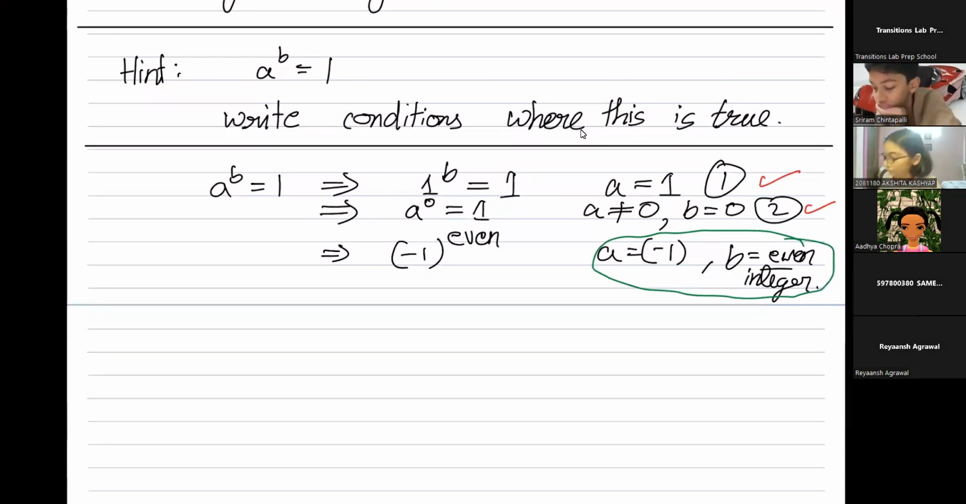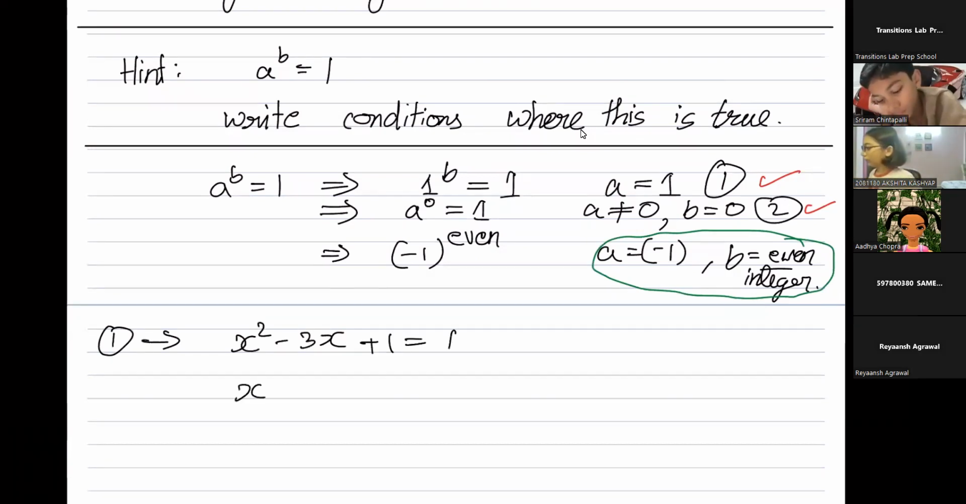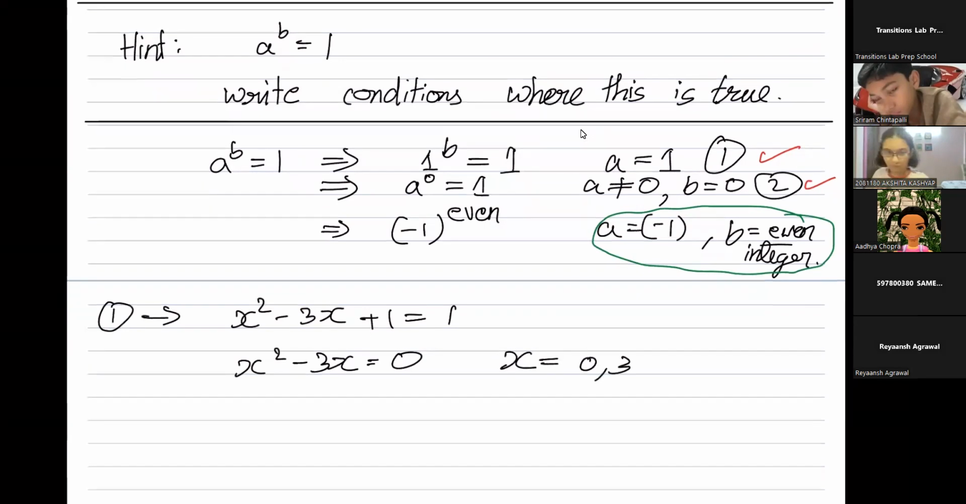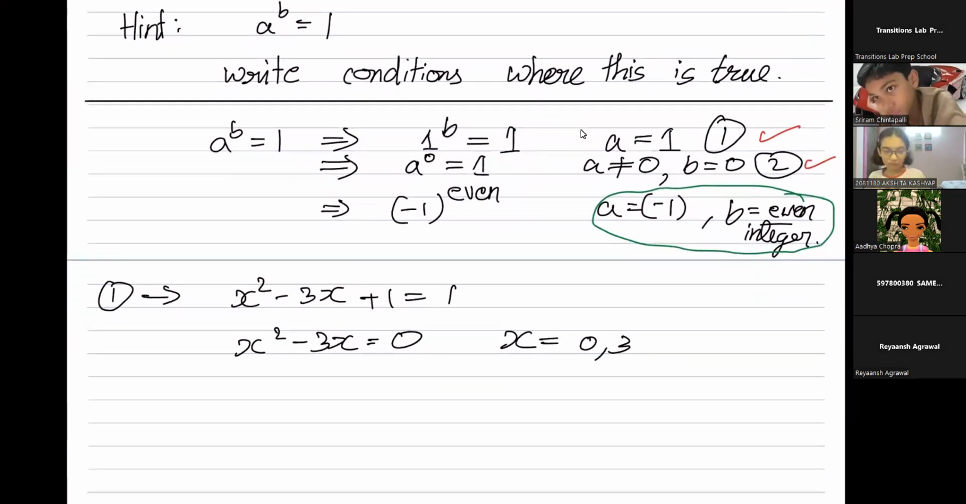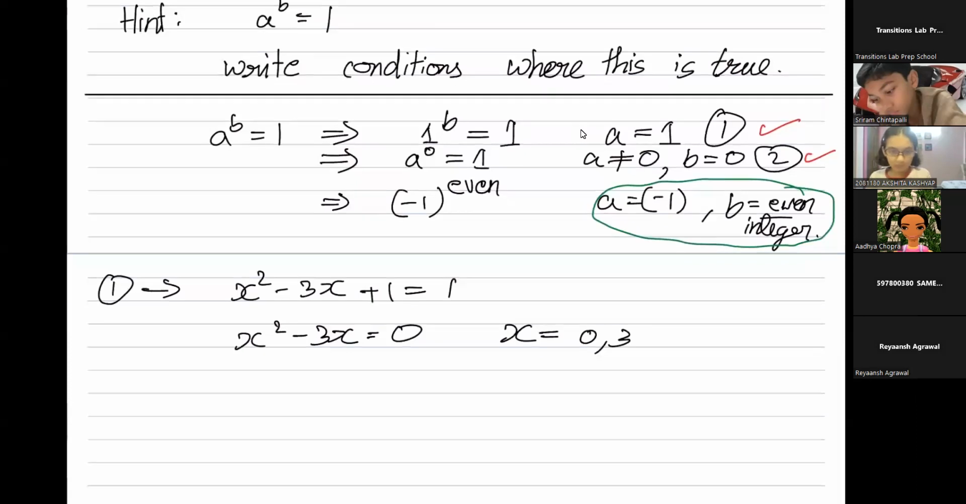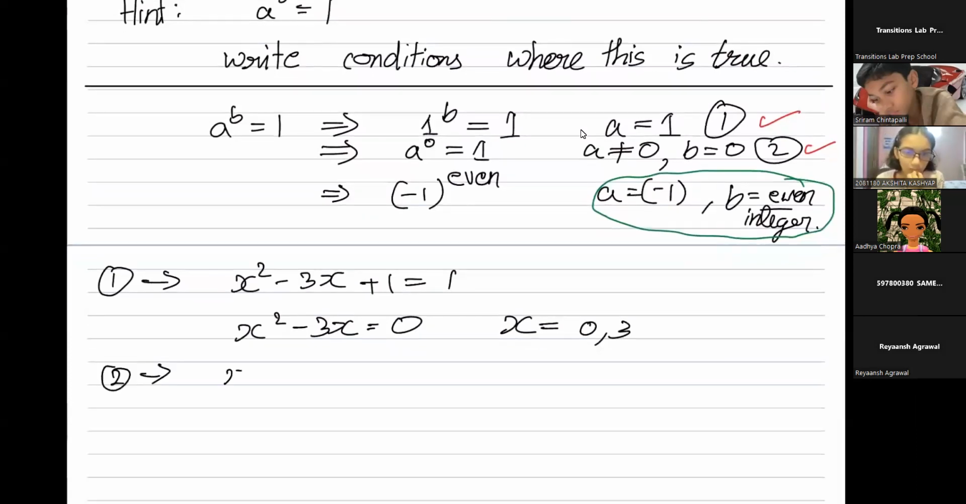Okay, so we'll go case by case. Case one says that a equal to 1, so I have x square minus 3x plus 1 equal to 1. So this becomes x square minus 3x equal to 0, x equal to 0 comma 3. Now it doesn't really matter what b is, so we'll leave these two solutions. And then second case is I have b equal to 0, which means x plus 1 equal to 0. This implies x equal to minus 1.